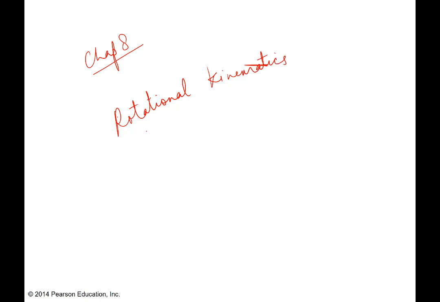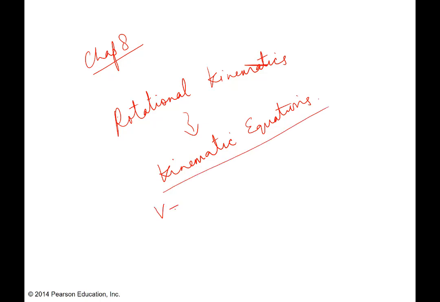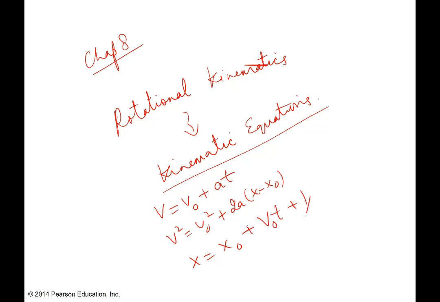Next, we come to the most important part in chapter 8, and that talks about rotational kinematics. Rotational kinematics resembles the kinematic equations that we did for linear motion. If you remember those in chapters 2 and 3, we were using kinematic equations like v = v naught + a t, and v squared = v naught squared + 2a(x - x naught). I'm talking about one-dimensional equations, and x = x naught + v naught t + 1/2 a t squared. These were the kinematic equations.